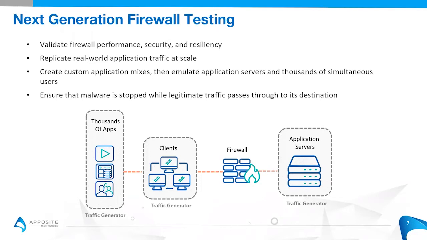And again, we can emulate not only the applications, but the clients, and then run that through the firewall. And then we can emulate the servers to these applications or clients. So we can do the entire firewall test. We can ensure that malware is stopped and legitimate traffic is getting through. If your firewall does not perform as expected, then businesses are going to lose money and IT professionals are going to lose their jobs. So it's really important that you test your firewalls and your infrastructure.